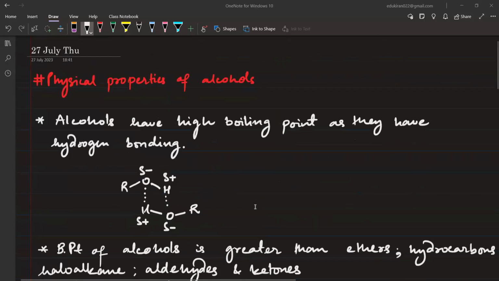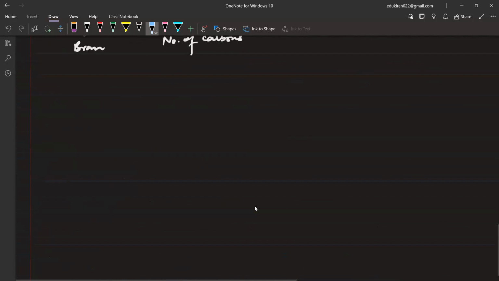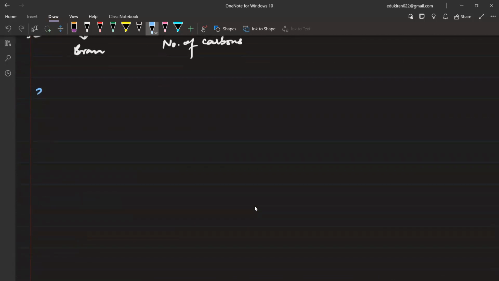If there is space here, please write one topic. We are talking about boiling point now. So the first topic is boiling point in physical properties. Forgot to write this boiling point. Okay. Next, you are going to write the second topic here, which is solubility.